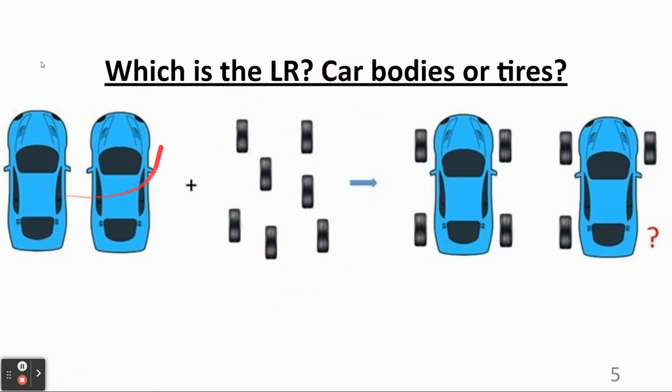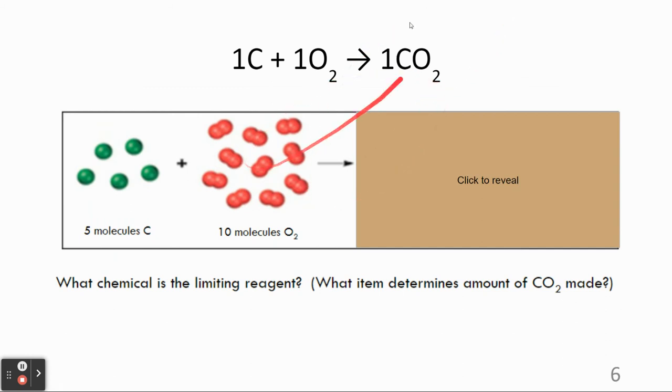It doesn't matter how many more car frames or bodies you add. You're not going to be able to make more unless you put more tires there. Let's go take a look at a more chemical example now. So here we have a chemical reaction.